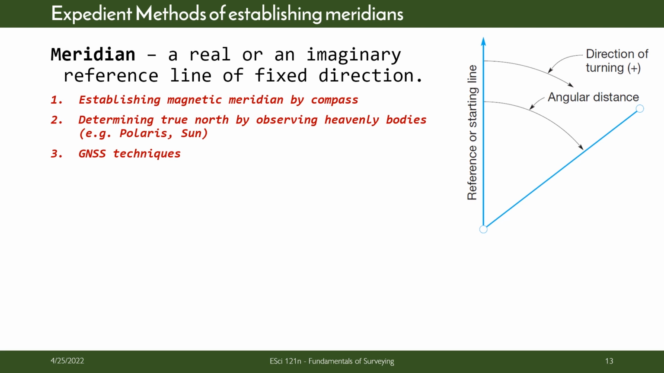How do we establish meridians? First, we can establish a meridian by a magnetic compass. When you use a compass, it is purely influenced by your magnetic pole, thus pointing you to magnetic north. How do we determine the true north or the true meridian? By observing Polaris, which is what we call the North Star, or the sun. We can use those heavenly bodies to determine the true direction, or to determine your meridian.